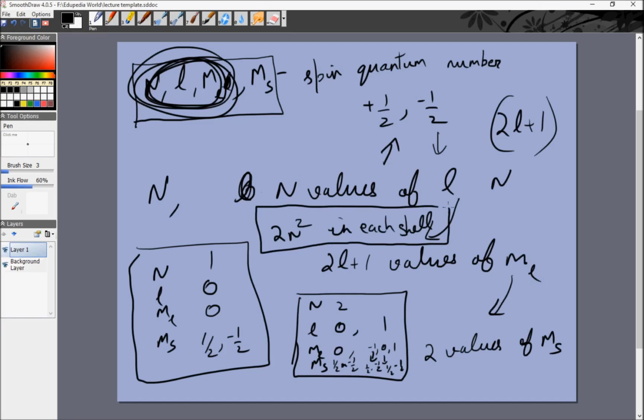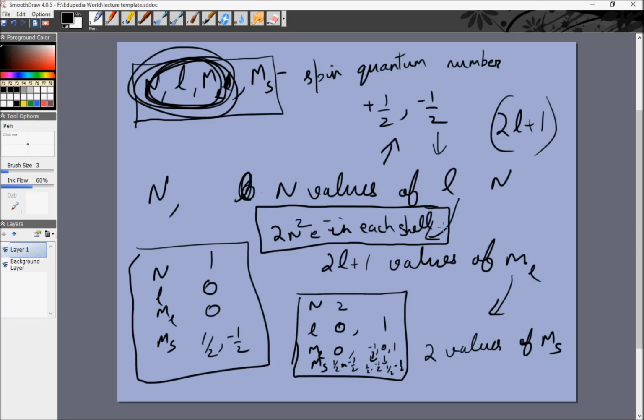There would be a total of n square combinations of n, l and ml, as long as you follow the rules that L is always smaller than n and ml is always between minus l and l. There are n square values. Each and every one of those can have 2 electrons, one in the up state and one in the down state. So there are 2n square electrons in each shell.